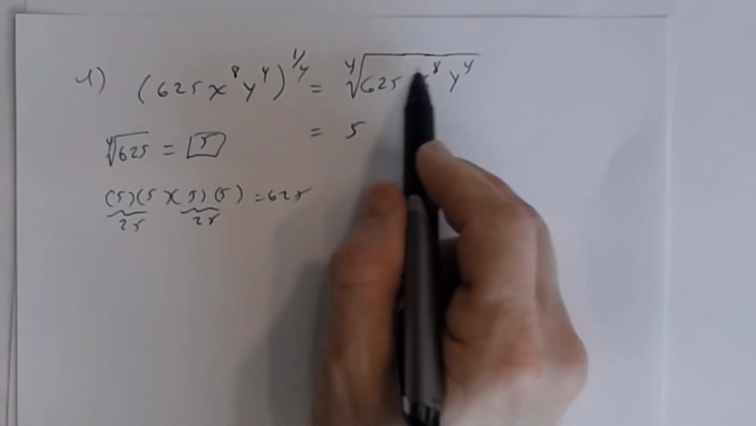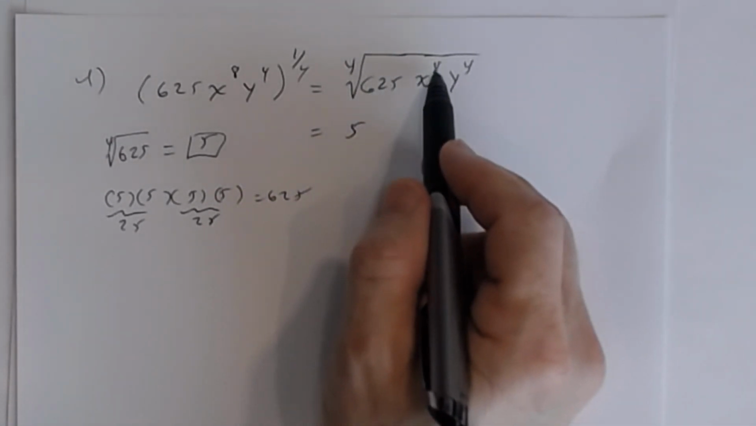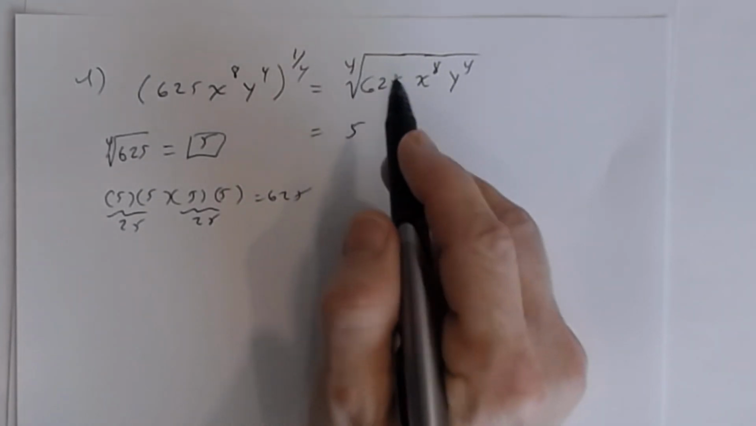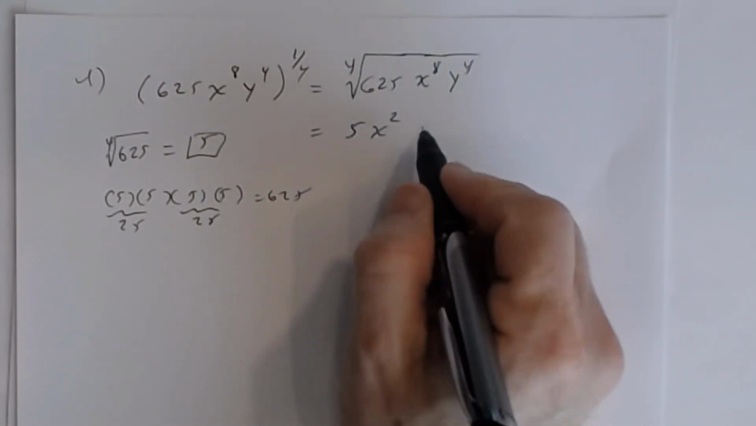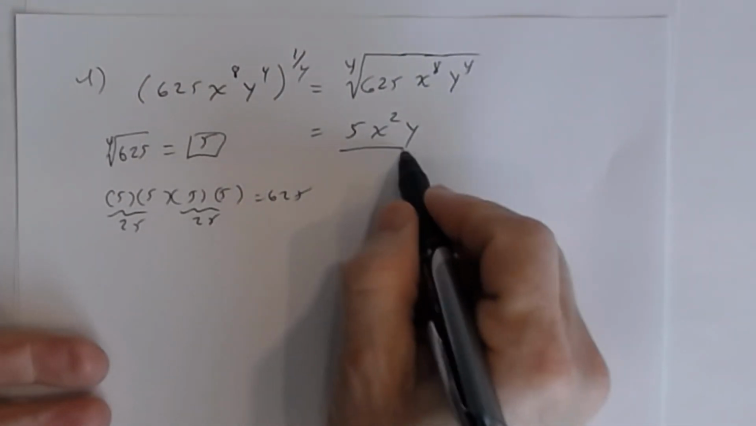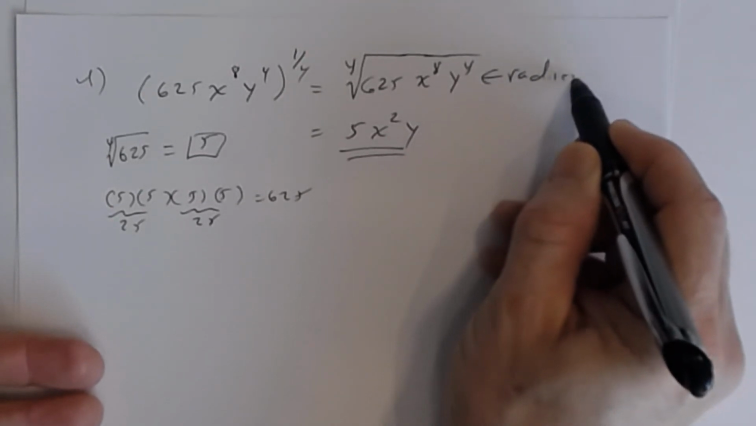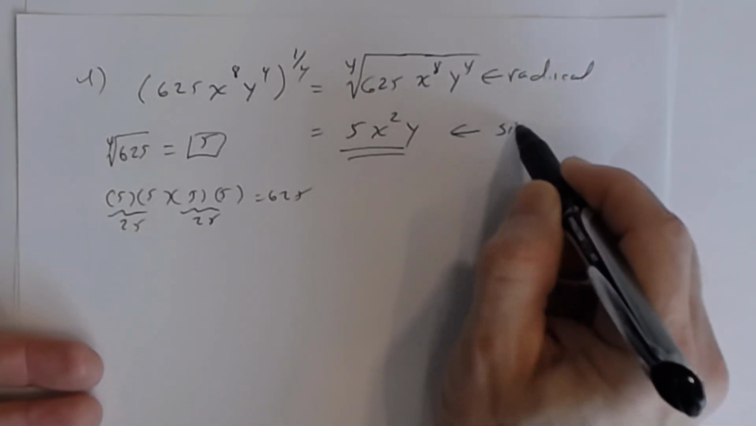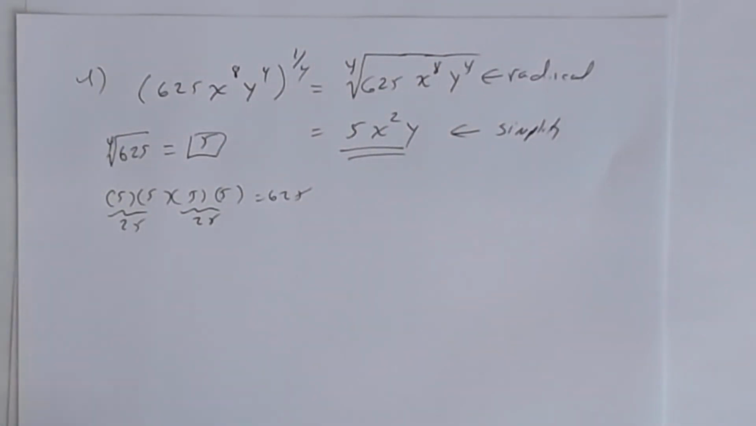Now remember, in the worksheet you had previously, the fourth root of x to the 8th, 8 divided by 4 is 2. So you get x squared. 4 divided by 4 is 1, so that's just y. So there's your answer. This is your radical notation, and this is your simplified. That's what you get when you simplify.